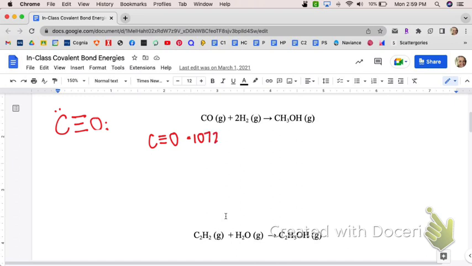1072. Okay, and then H2 has to be what types of bonds? Single bonds. So H to H is 432. And how many of those bonds do we have? 2. Okay, so 432 times 2. That's 1936. Right, and we're always going to go reactants minus products here.